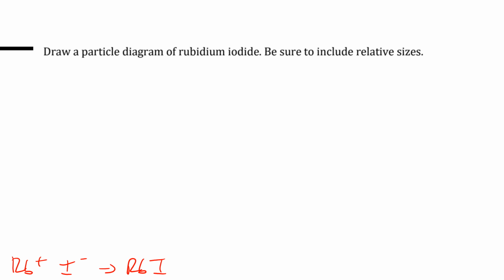So remember that atomic radius tends to decrease in size from left to right on a period. And remember that rubidium forms the rubidium ion by losing one electron. Therefore, it loses its valence shell. Therefore, a rubidium ion is going to be smaller than a rubidium atom. Something to be mindful of because it mentions making sure to include relative sizes.